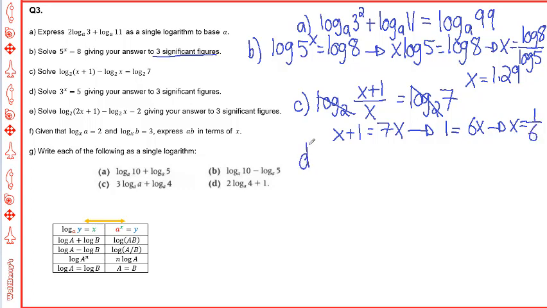Moving on to part D. Part D is exactly the same as part B. So we start by logging both sides. Log 3 to the power x equals log 5.